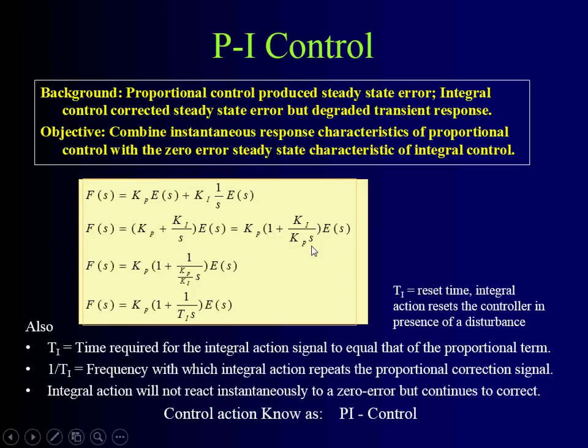Okay, here's the background for this. Proportional control introduces steady state error. Integral control corrected the steady state error but degraded the transient response. Objective: can we combine the instantaneous response characteristics of proportional control with the zero error steady state characteristic of integral control? If you do that, you will have this, see? And you can put it in different forms, this control law.